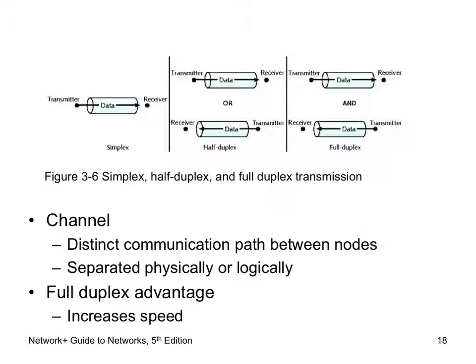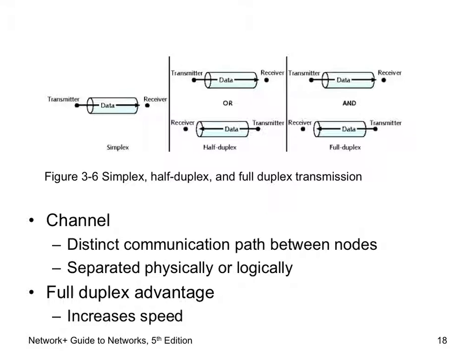So full duplex advantage is on the right side, increased speed because everything's flowing to and from. You're not waiting for something to be sent before you can receive, which would definitely be the case in both the simplex and half duplex.